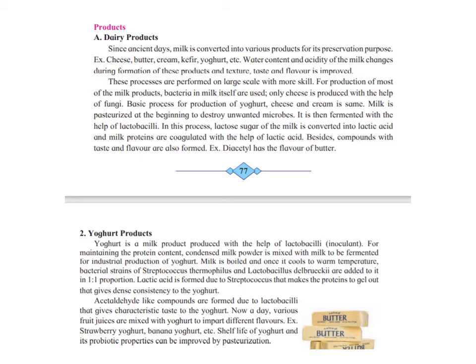What is the yogurt product? Yogurt or curd is a milk product produced with the help of lactobacilli. We just saw the process.